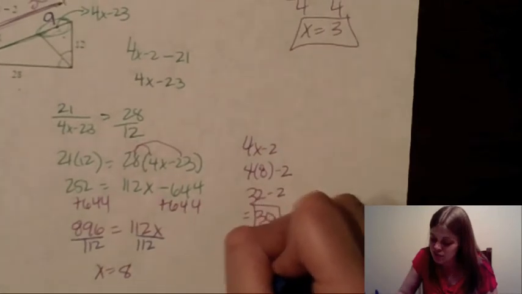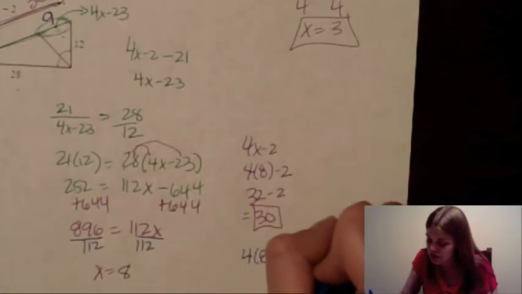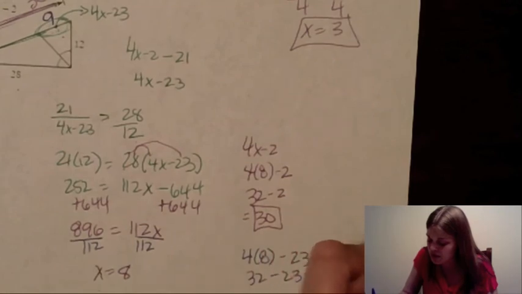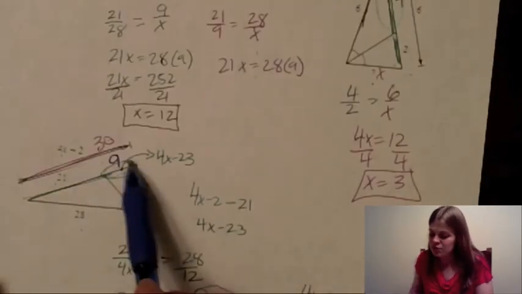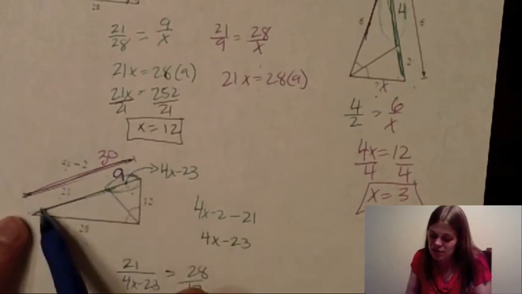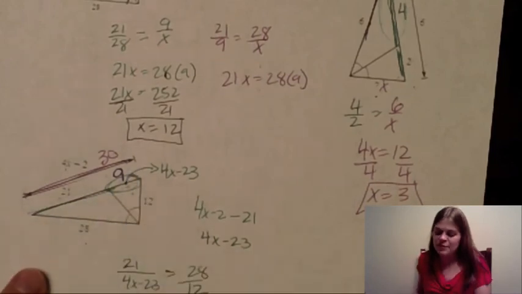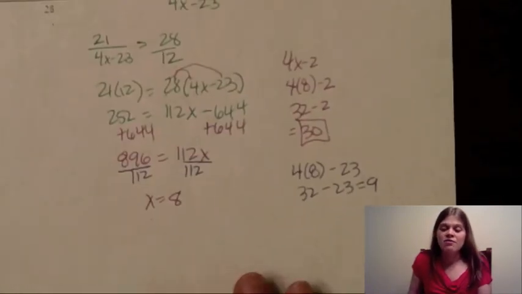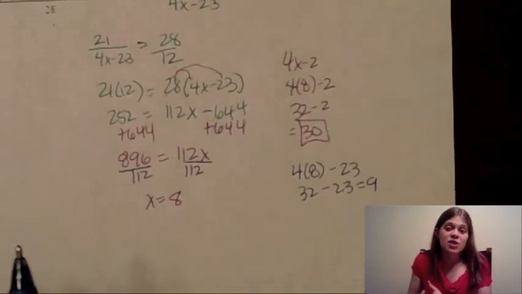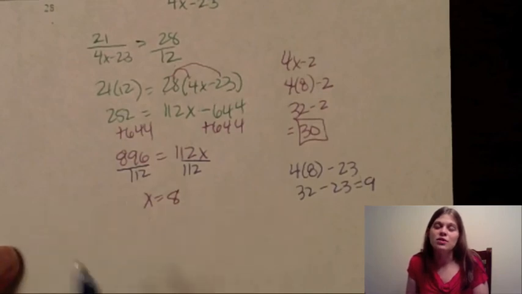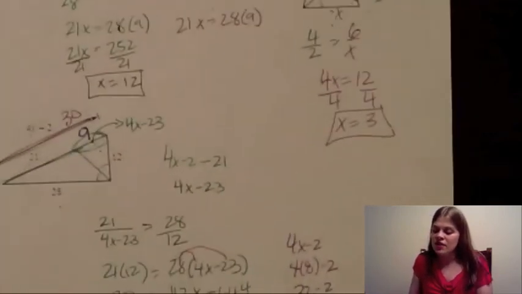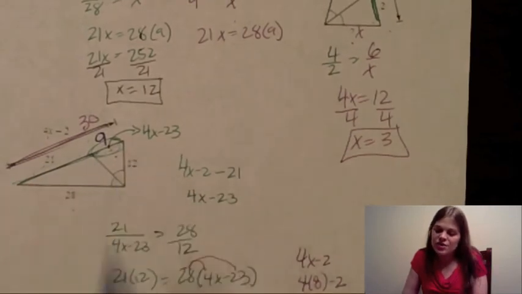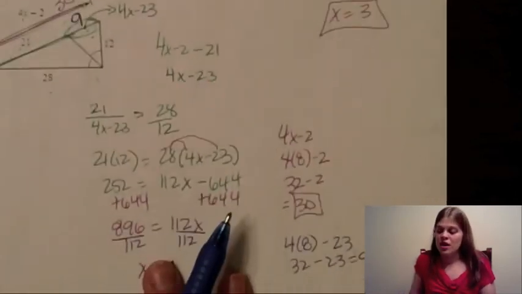Now I could also do 4 times 8 minus 23, so 32 minus 23, which is 9. So I found the 9 in two different ways, one by plugging in x and then one by doing 30 minus the 21 gives me the 9. Okay? So that's what we have with our extended triangle proportionality with 2 or 3 or more parallel lines. And then with your angle bisector, it proportionally cuts the other side in relation to the sides that it touches. And there you have that part.